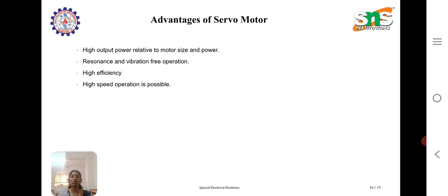So in this video, we have discussed another type of special motor called the servo motor, which has a similar arrangement of shaft, rotor, windings and encoder cables. It is of two types, AC servo and DC servo motor. The AC servo motor is again divided into two types called two-phase AC and three-phase AC servo motor. Coming to the advantages, it has high output power relative to motor size and power, resonance and vibration free operation, high efficiency and high speed operation is possible. So these are some of the advantages of the servo motor.